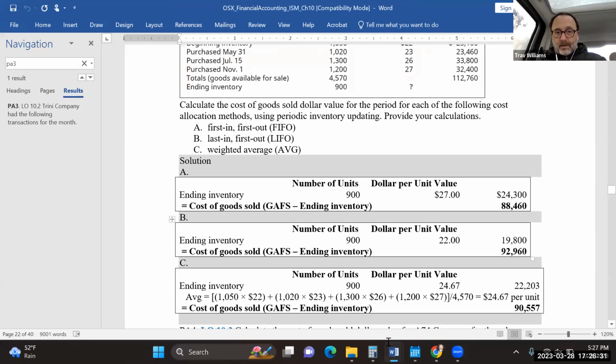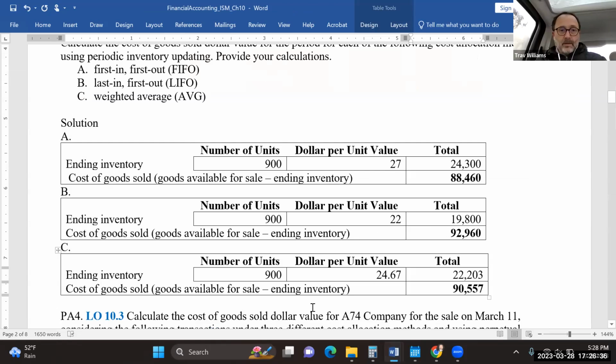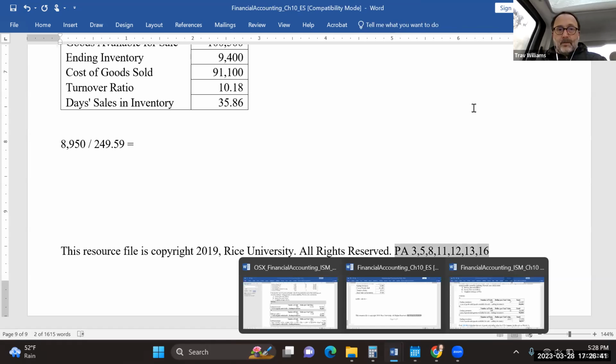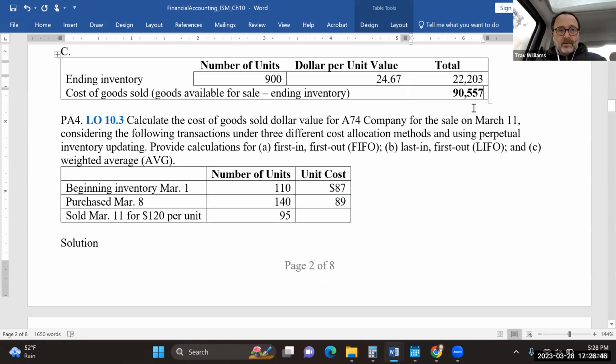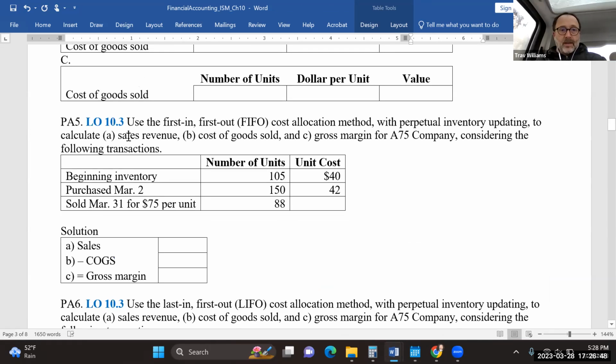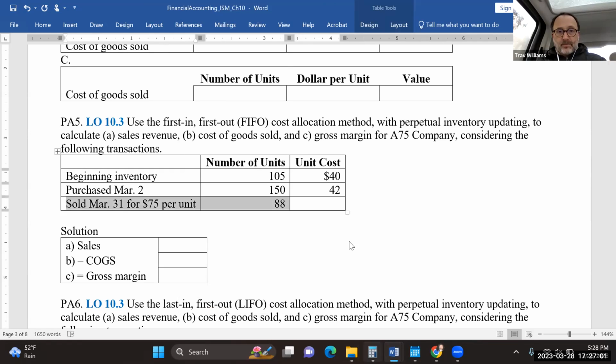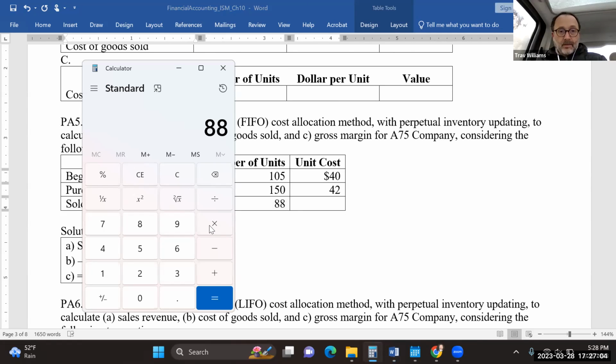And I think 5 is next. Yes, number 5. Okay. For number 5, let's see. Perpetual inventory method, it says. And we're going to calculate sales revenue, cost of goods sold, and gross margin. Well, sales, it says that they sold 88 units at $75 each. 88 times 75. That's $6,600 of sales.